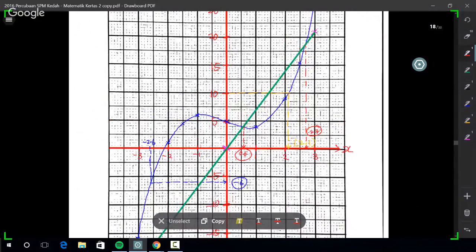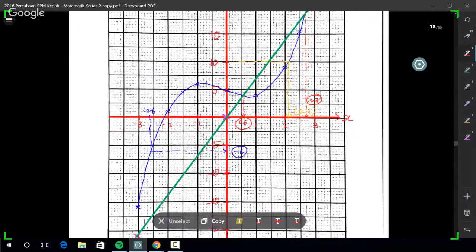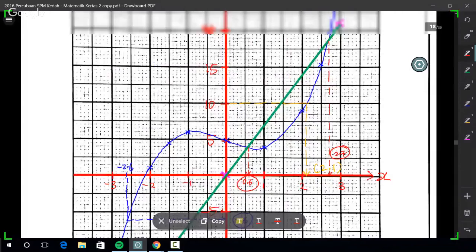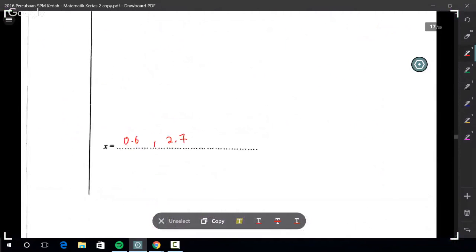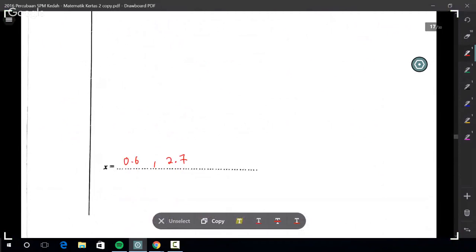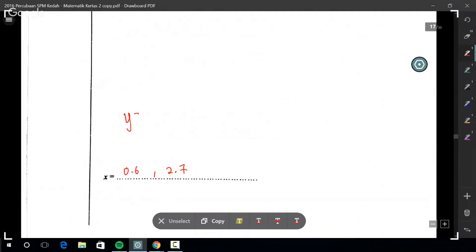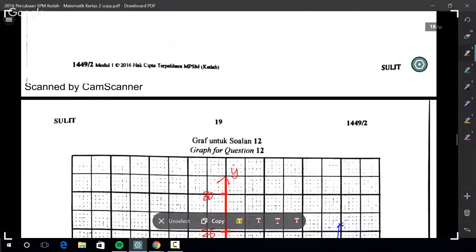I guess they only intersect at 2 points here. Yes, this is how we actually form the equation. Of course, you have to write your equation over here: y equals 7x. I hope you can understand this one. Then I move on to the next question.